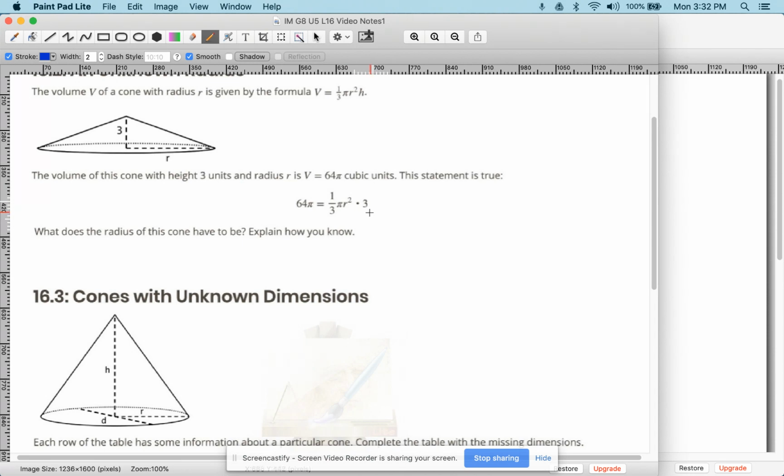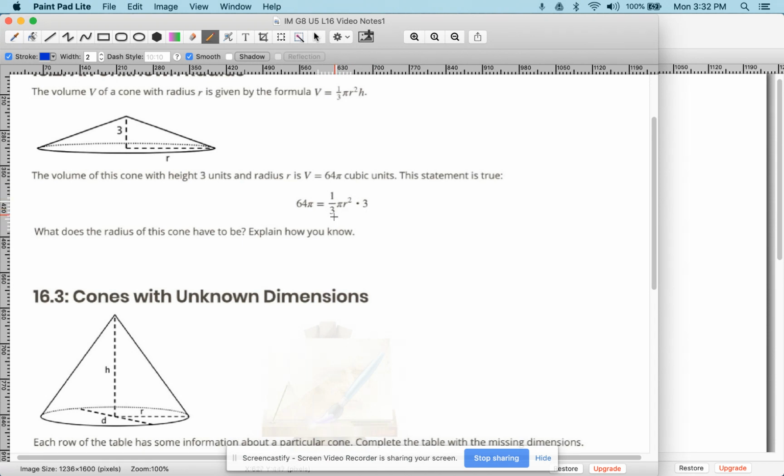And the question they're asking you is, what does the radius of this cone have to be? So they gave us the volume and they gave us the height, and they want us to tell them what the radius is. So we're just going to do a little bit of math here and figure it out. First of all, let's look at the right side of the equation. We have 1/3 times pi times radius squared times 3.